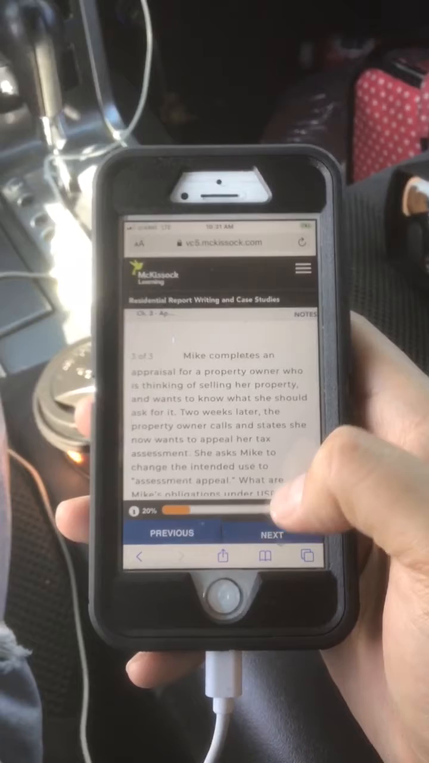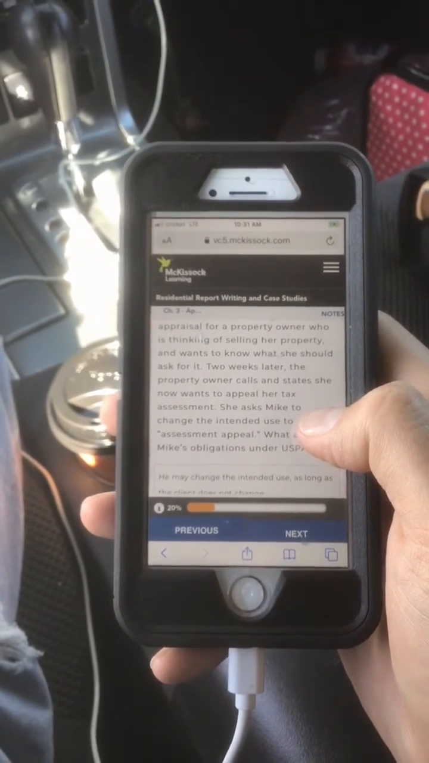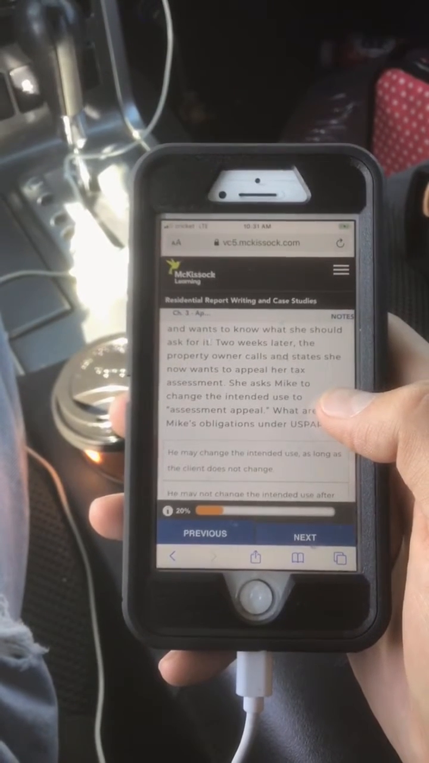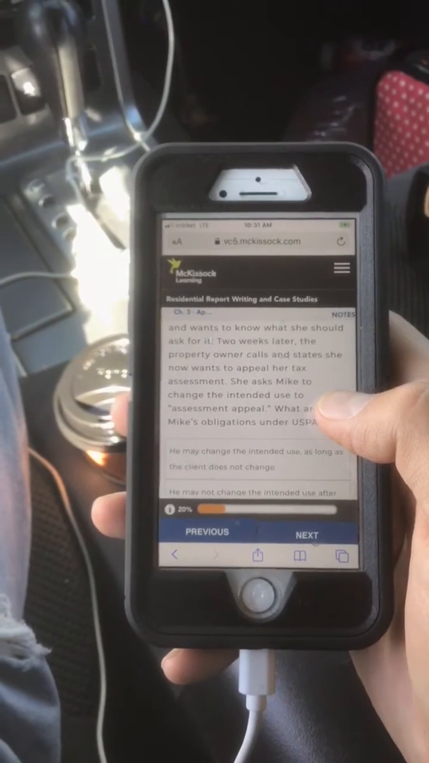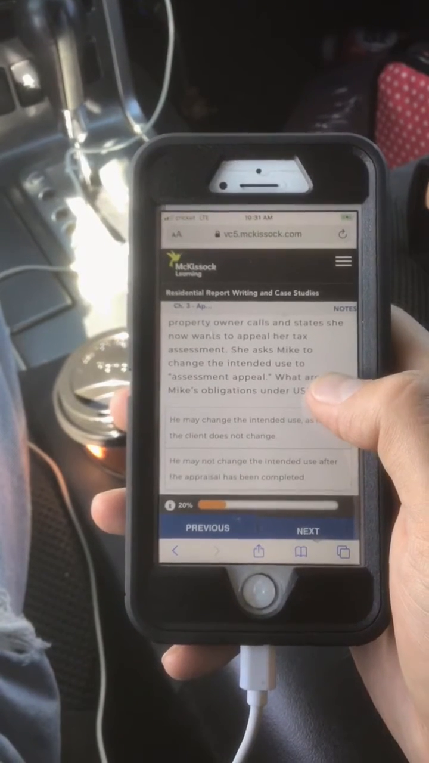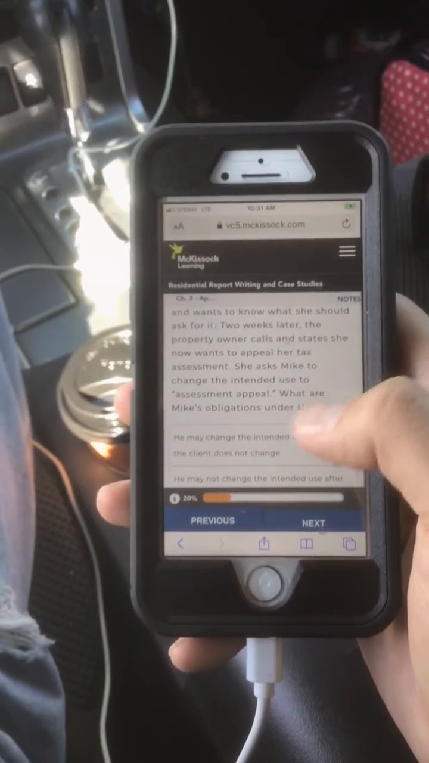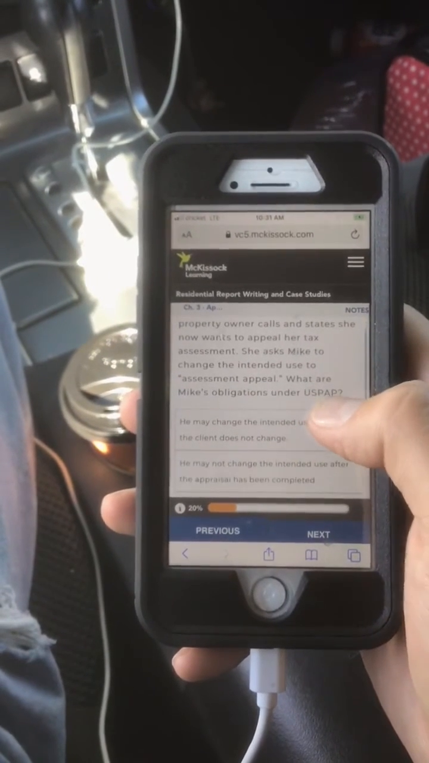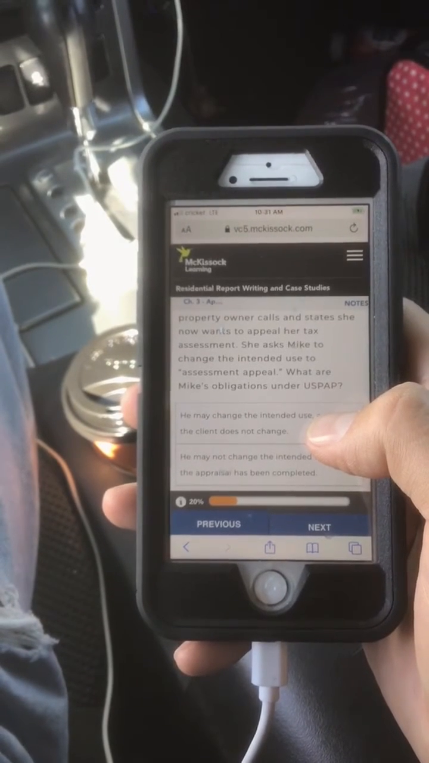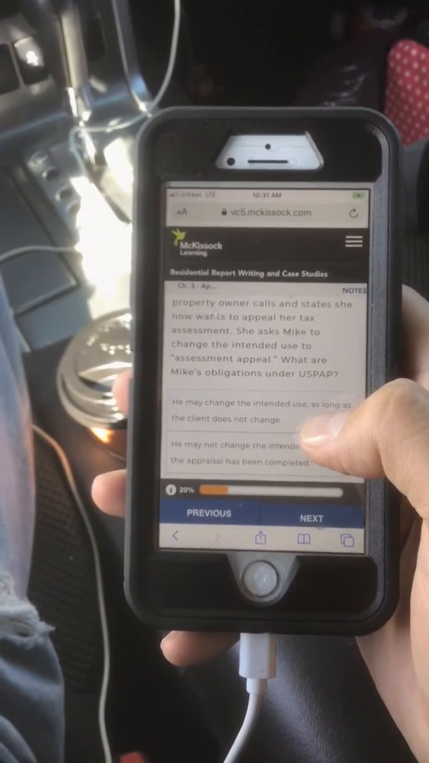Number 3. Mike completes an appraisal for a property owner who is thinking of selling her property and wants to know what she should ask for it. Two weeks later, the property owner calls and states she now wants to appeal her tax assessment. She asks Mike to change the intended use to assessment appeal. What are Mike's obligations under USPAP?